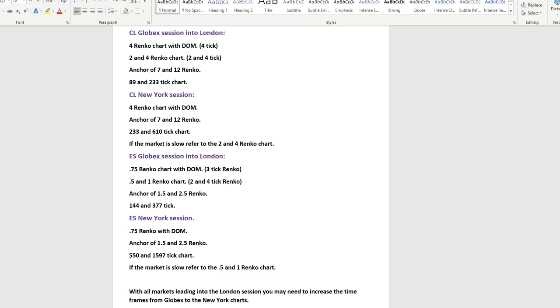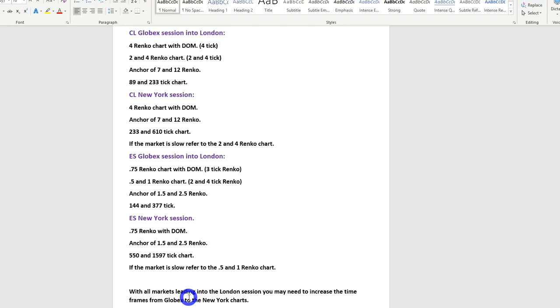This is something that my coaching members have, which is my latest tick sizes and Renko chart sizes that I like, particularly for the Globex session and the New York session, for both CL and the ES. Remember, these strategies and ideas work for all markets. It doesn't matter whether you're trading Forex or futures or stocks, the same applies. You just may need to adjust the time frames.